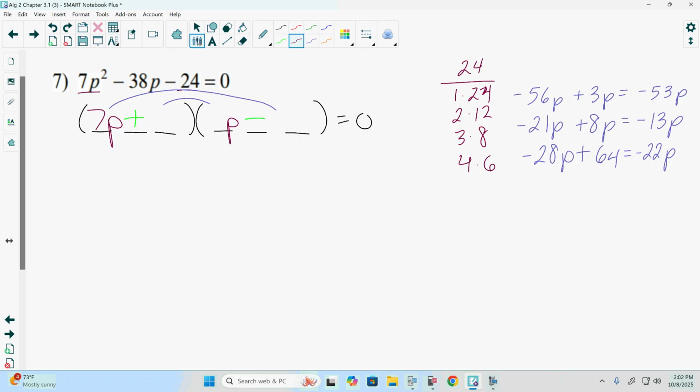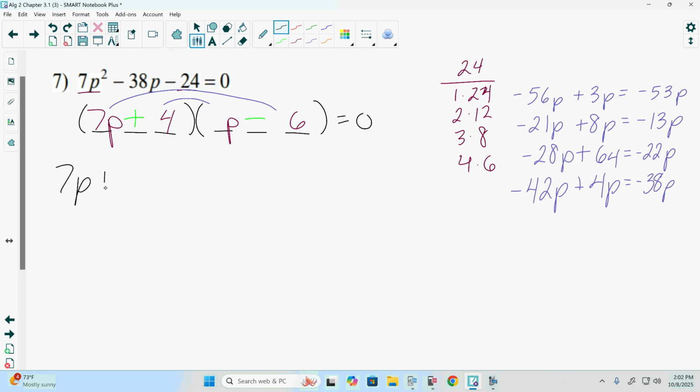All right, we'll switch the 4 and 6. Try it again. 7p times negative 6 is going to be negative 42p. 4 times p is plus 4p. Negative 42p plus 4p is negative 38p. Is that what we wanted?